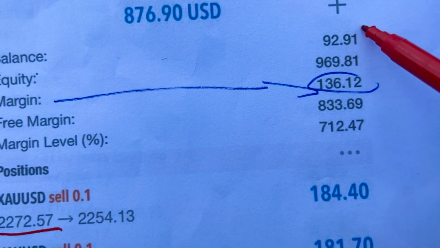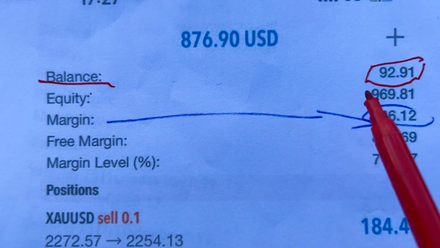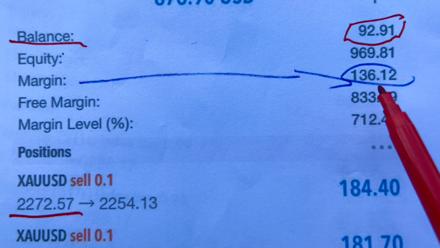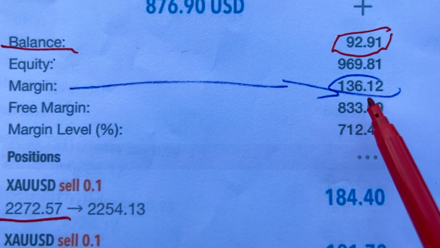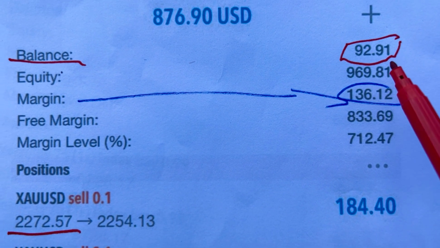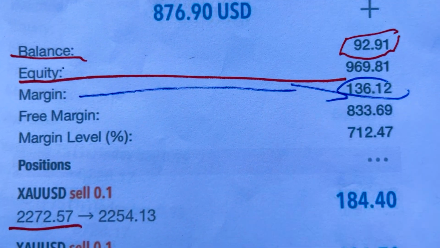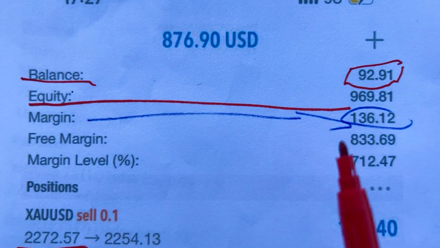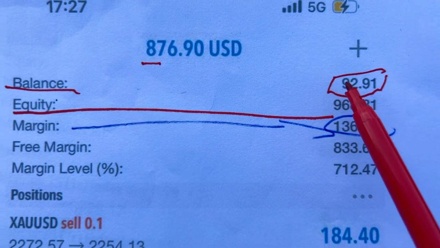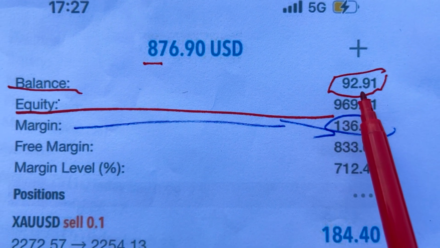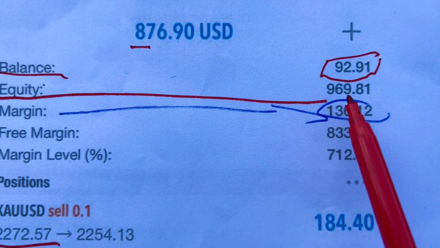We have a balance of 92.91. As you can see here, I needed 136.12 margin. How did I get to have more margin than balance? Let me explain. We have equity. Equity represents the money that is being profited or lost, plus or minus this balance. So if you take 92.91 plus 87.690, you will get this amount of money.